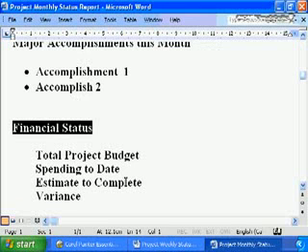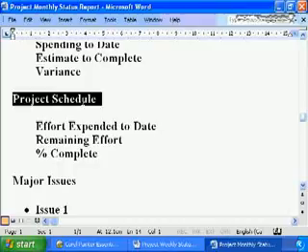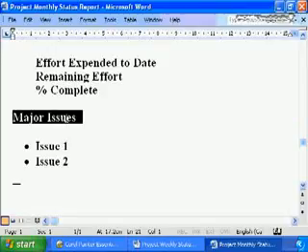Same level of summary information should be provided in terms of the project schedule. Here's how much effort, how much work has been done on the project to date, here's the work that is remaining to be done on the project, and here's the % complete. And then finally, major issues. The same way you expect your team members to provide all of the problems, issues, and warnings to you, you need to provide any specific issues, problems, and warnings to senior management.